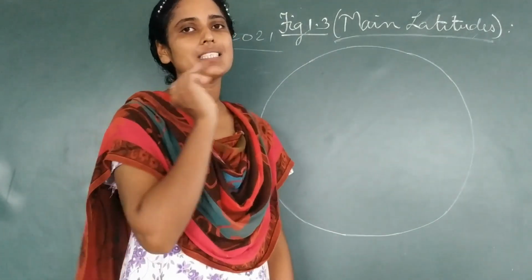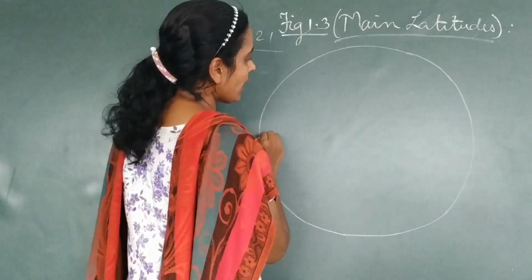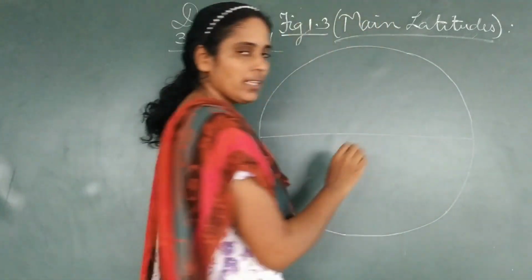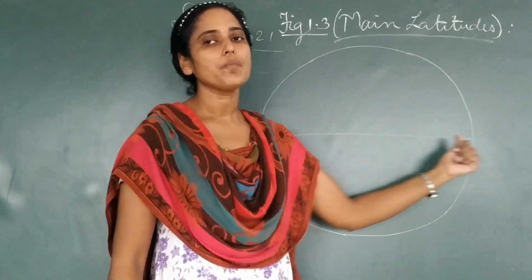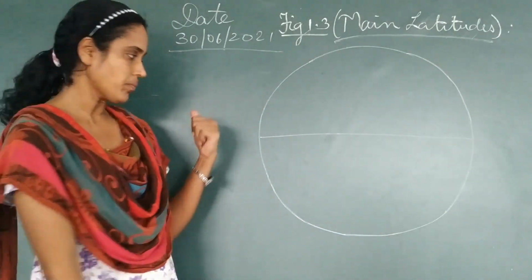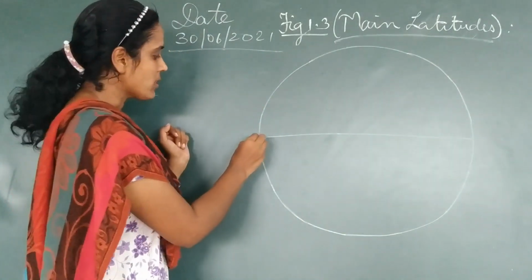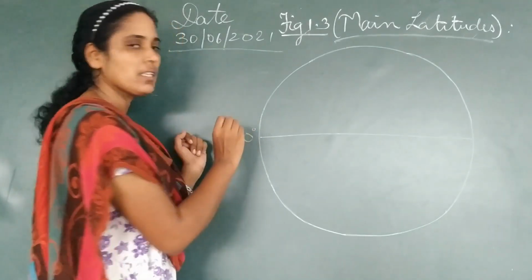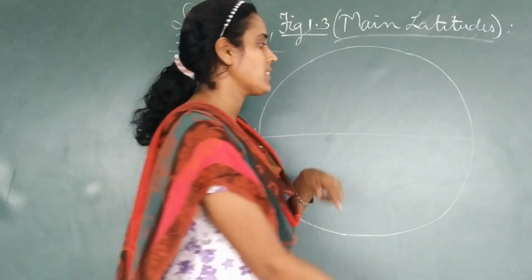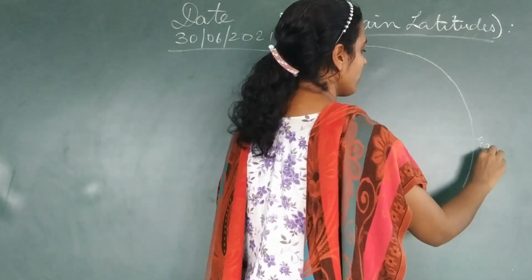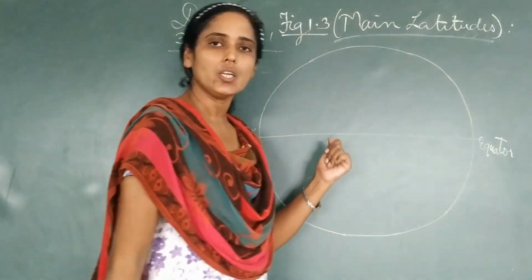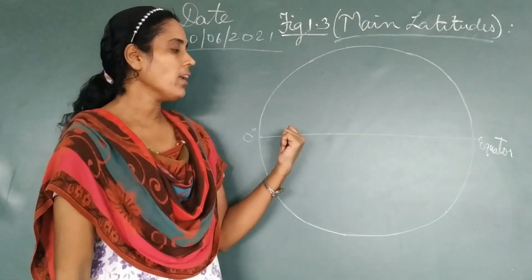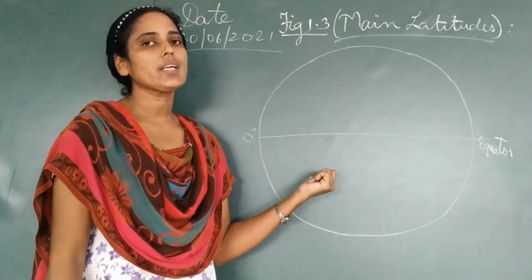So at the exact central position, you will cut it in this manner, cut the Earth into half. Okay, students, the central part of the Earth, take it. And you have to put 0 degree over here. Okay, students, 0 degree stands for equator. That is the correct one. We saw it on the globe also. 0 degree stands for equator.